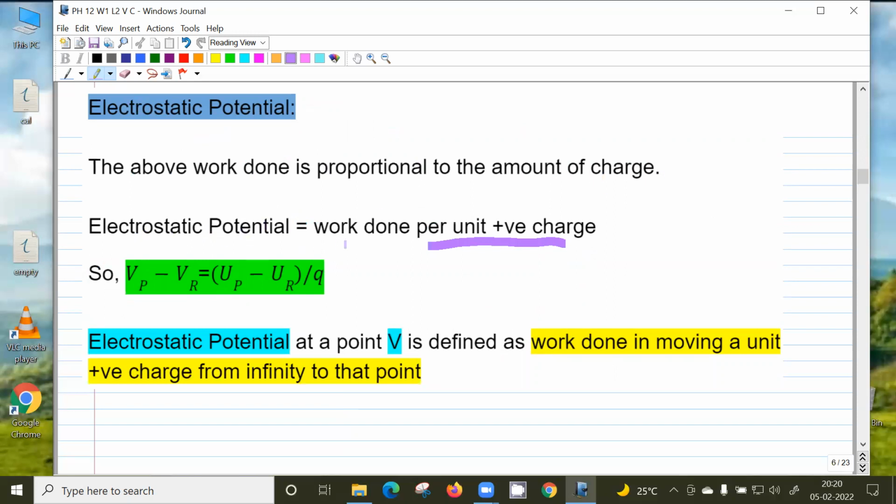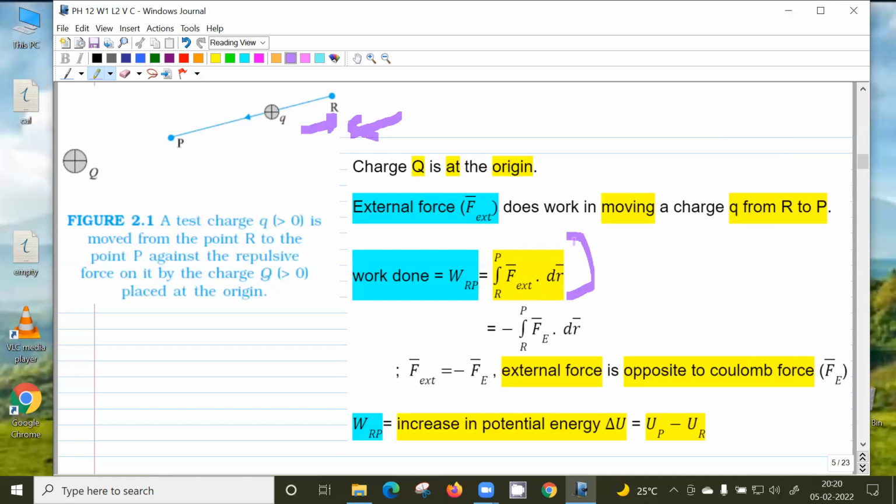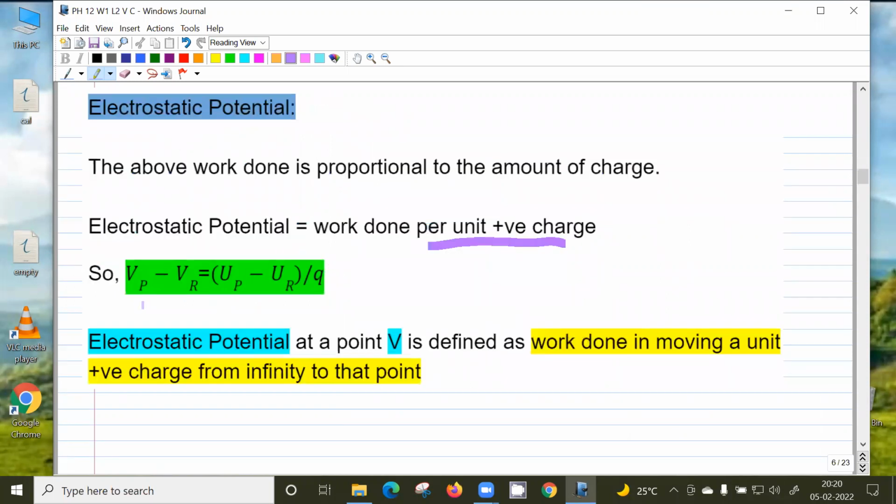So electrostatic potential is defined as the work done for bringing a unit positive charge. Instead of bringing charge Q, I'll just bring 1 coulomb, where Q is 1 coulomb, from here to here. In that case, whatever is the work done, that I'll call the potential or potential difference between the points P and R. So whatever is the work done divided by the charge Q is the potential difference between the points P and R. Is this clear? Yes, sir.